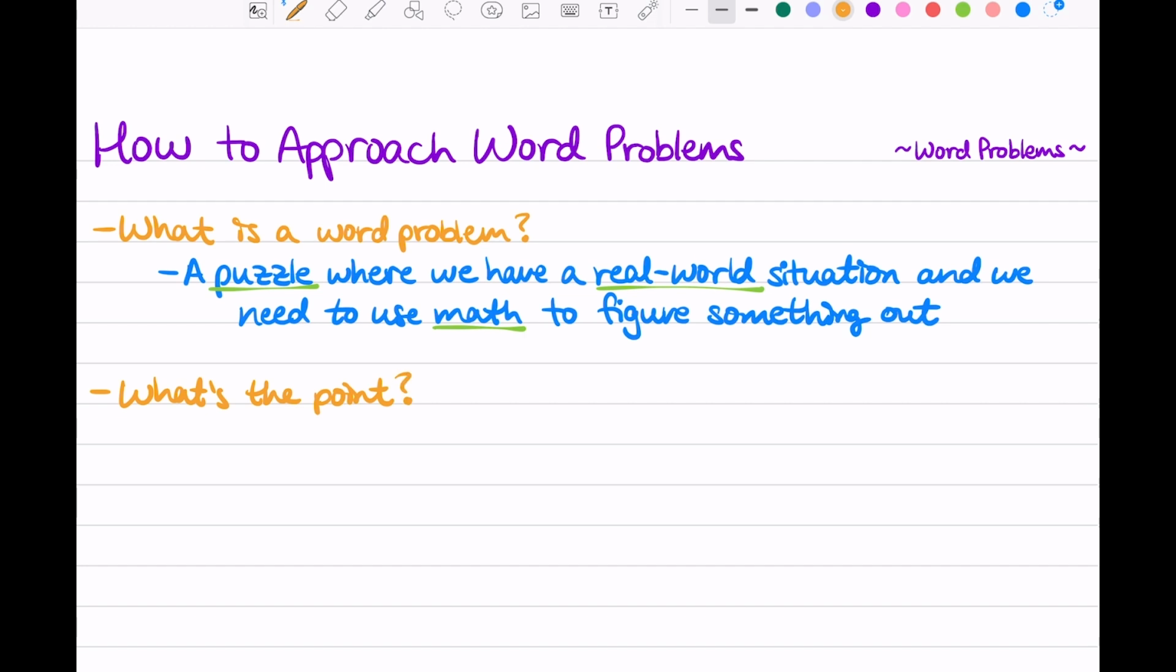That is a very important question. An important part of critical thinking is asking, why are we doing this? And the reason we're doing this is to learn the method and tools of solving problems.